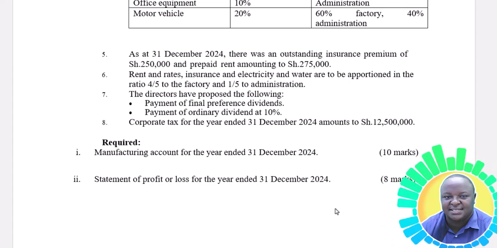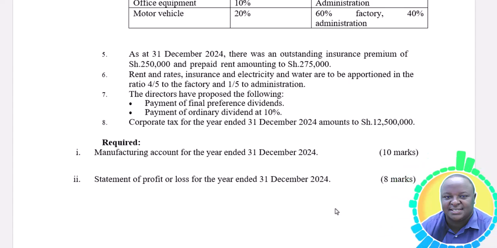Required: a manufacturing account for the year ended 31st December 2024. Now, the reason why we prepare a manufacturing account is for the purpose of trying to get the production cost.